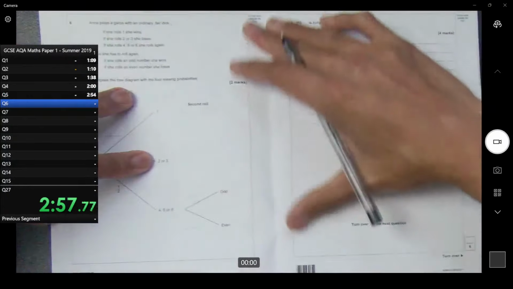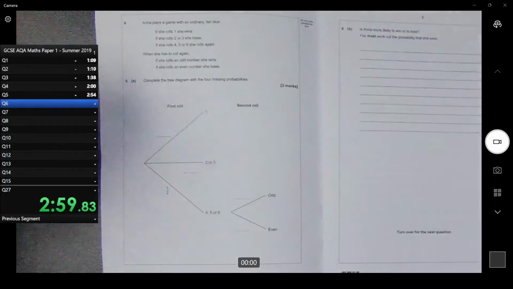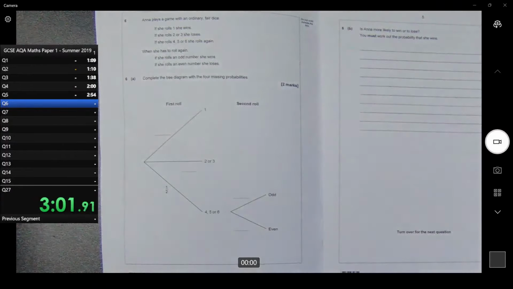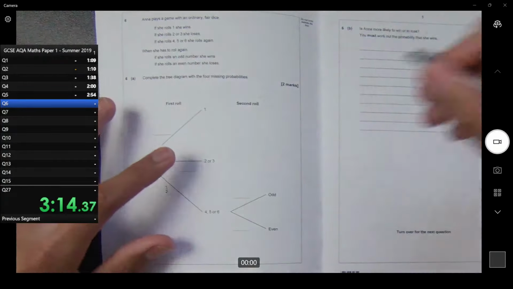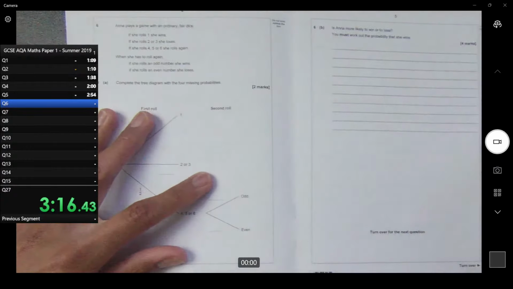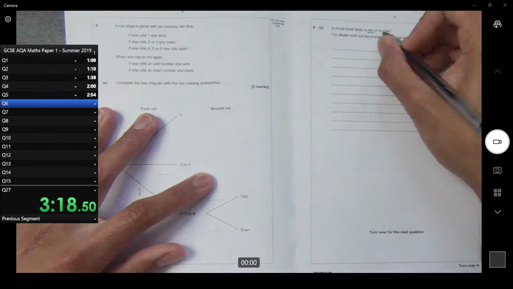We're on to question 6 now. Now we have a game of the fair ordinary dice. Rolls 1, she wins. Rolls 2 or 3, she loses. Rolls 4, 5 or 6, rolls again. Okay. So is one more likely to win or to lose?